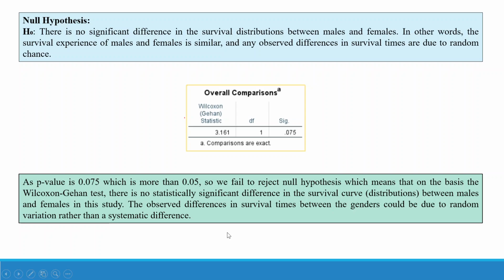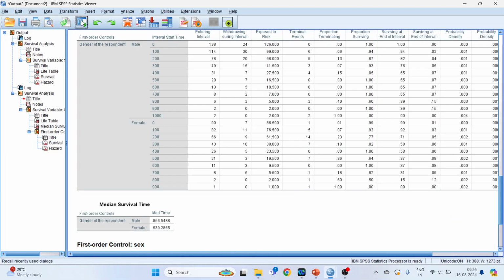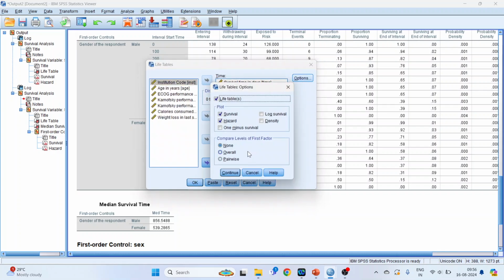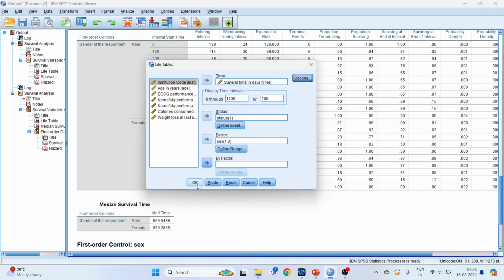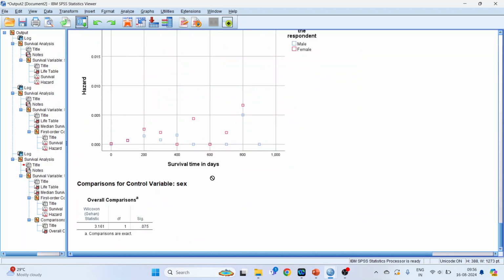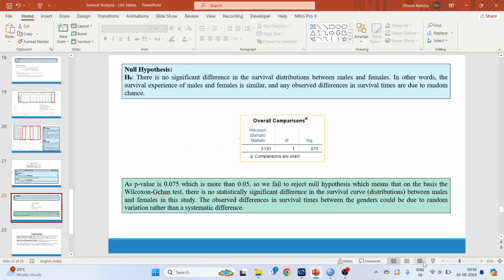Now, is there a significant difference in the survival curve of male and female? We want to check it. So there is a formal test for it. So again, I will go here, life tables, options, and activate pairwise. Compare levels of first factor pairwise. Click here and click OK. So you will get a test. Here it is, the Wilcoxon statistics. Okay. Now what is the interpretation of it?